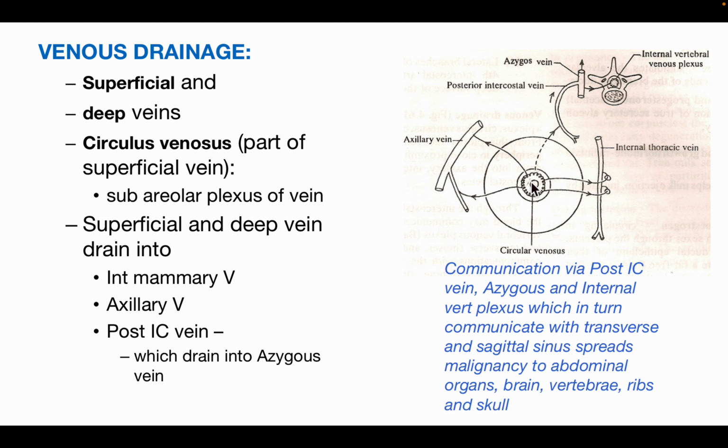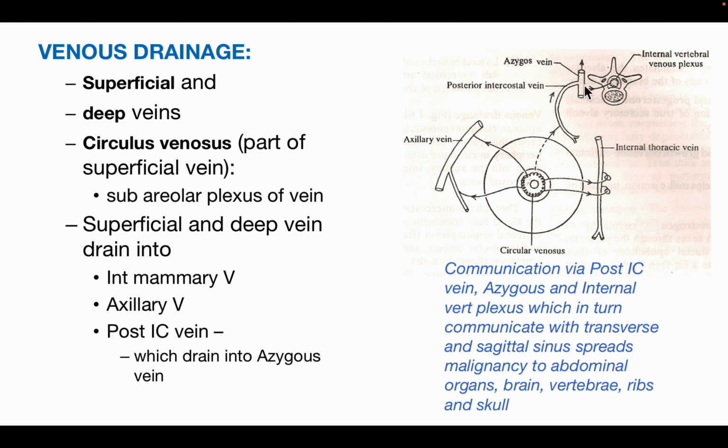In the same way, can you see here from the circulus venosus, all the blood is drained into the axillary vein, which continues above as the subclavian vein, which drains again into the brachiocephalic vein and into the superior vena cava. In the same way, the blood from the mammary gland is drained to the posterior intercostal vein, to the azygous vein, and from the azygous vein into the superior vena cava and again to the right atrium of the heart.